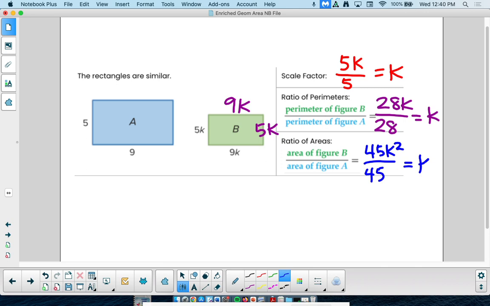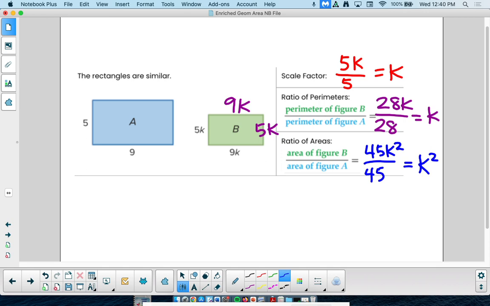So if we look here, is there any relationship between the scale factor and the ratio of our areas? It's just K. K, and then how would we get to the ratio of your areas? What would you do to K? We just square it. So that's kind of what we wanted to take away from this.